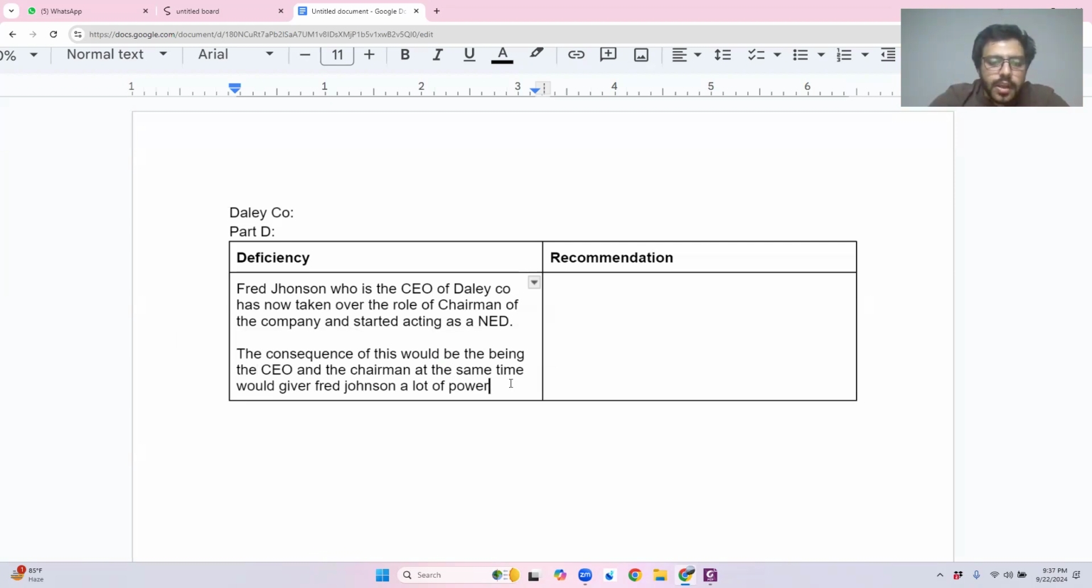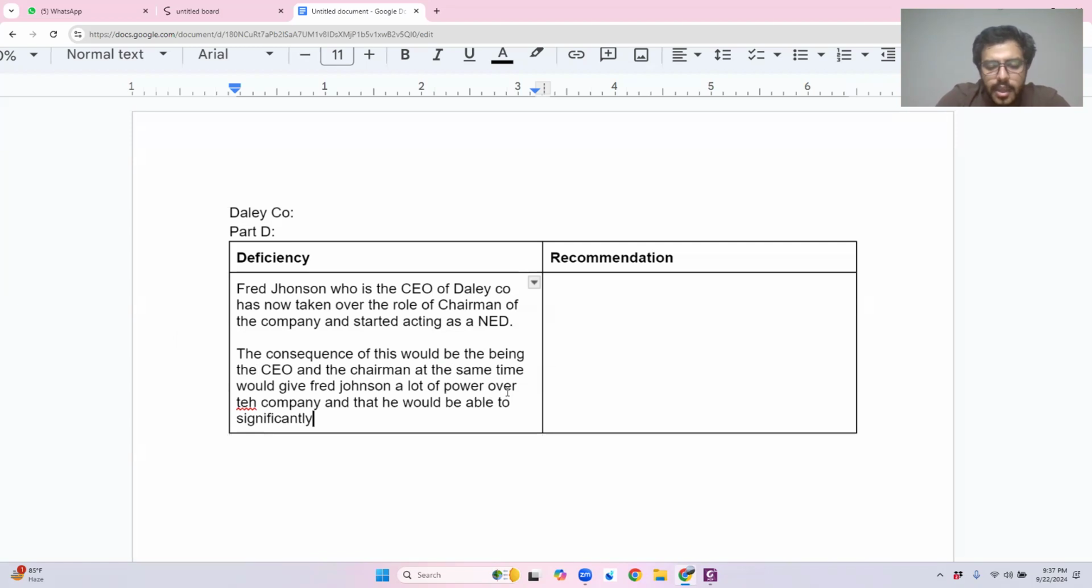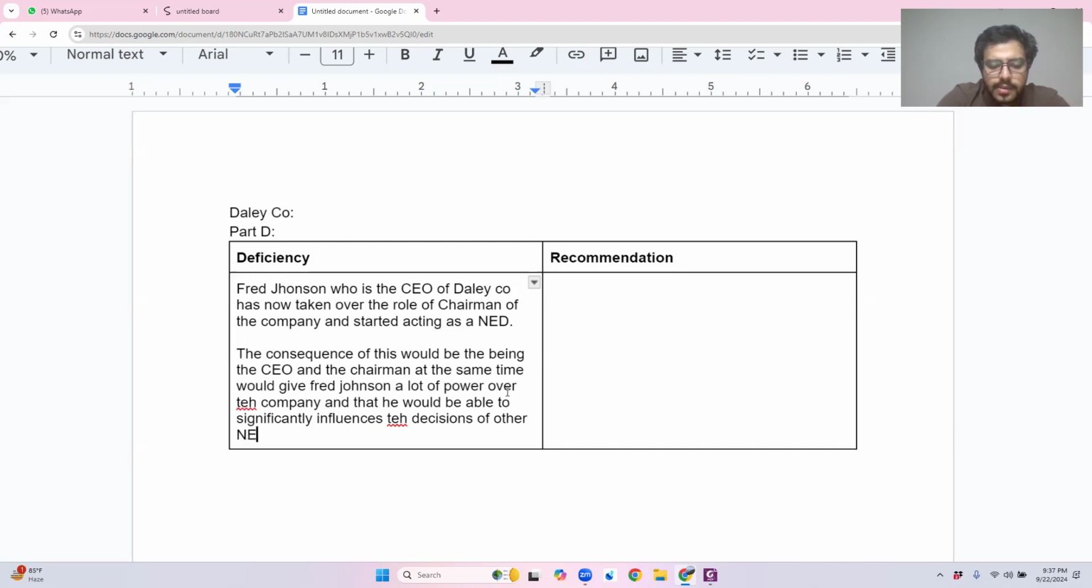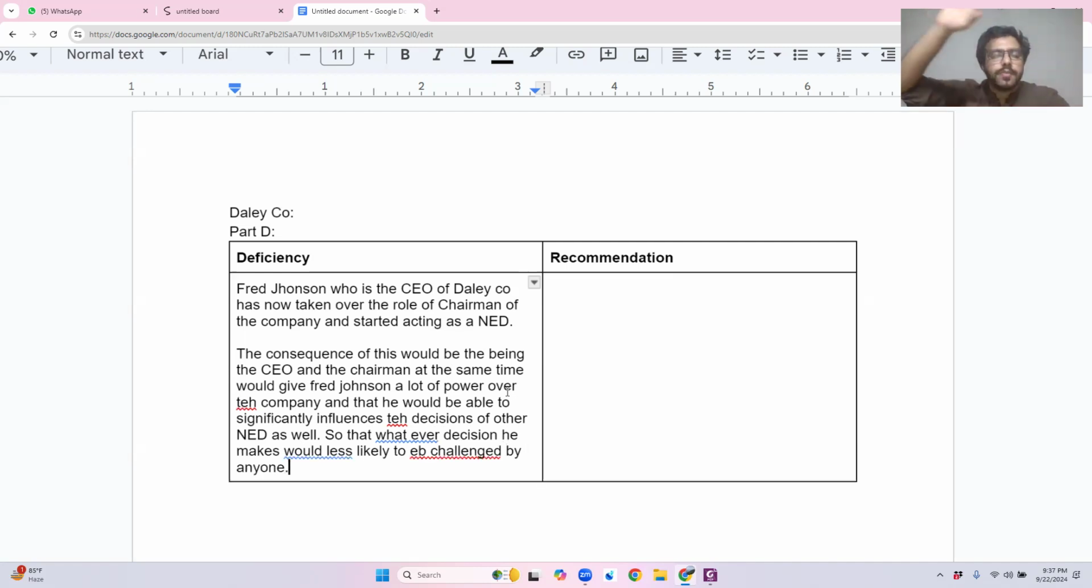Okay. Sorry, there's a spelling mistake. It would give Fred Johnson a lot of power over the company and the non-executive directors, and he would be able to significantly influence the decisions of other non-executive directors as well, so that whatever decisions he makes would be less likely to be challenged by anyone. So this is the consequence if this is not resolved.